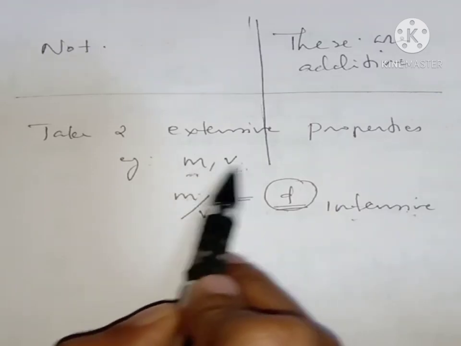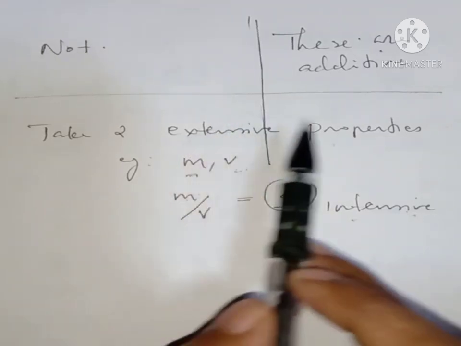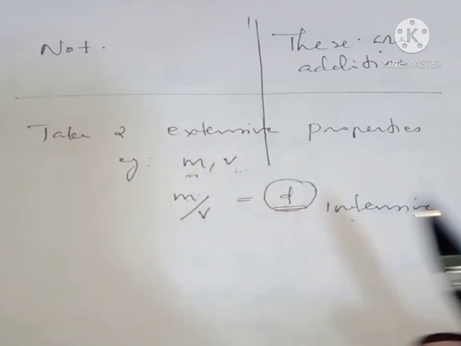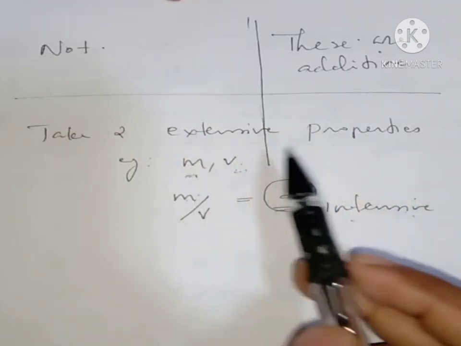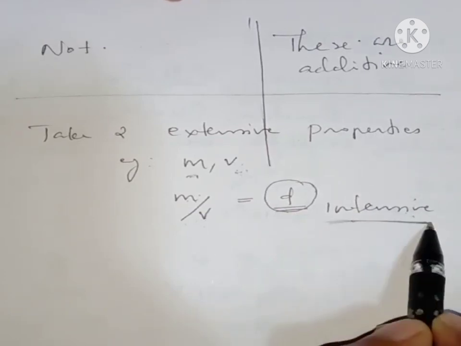This is not only for these two examples. If we divide one extensive property by any other extensive property, the quotient obtained will be an intensive property.